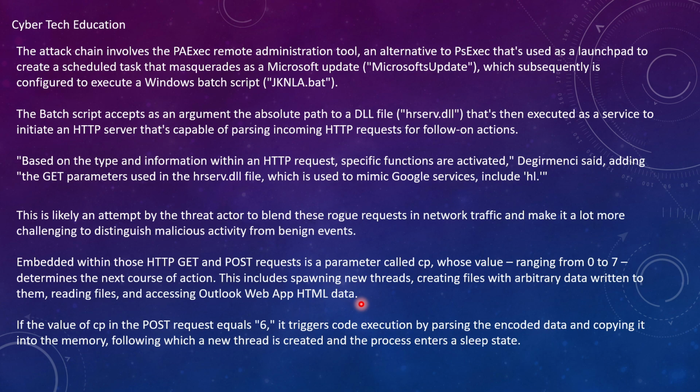Embedded within those HTTP GET and POST requests is a parameter called HCP, whose value ranges from 0 to 7 and determines the next course of action. This includes spawning new threads, creating files with arbitrary data written to them, reading files, and accessing Outlook Web App HTML data. If the value of HCP in the POST request equals 6, it triggers code execution by parsing the encoded data and copying it into memory, after which a new thread is created and the process enters a sleep state.